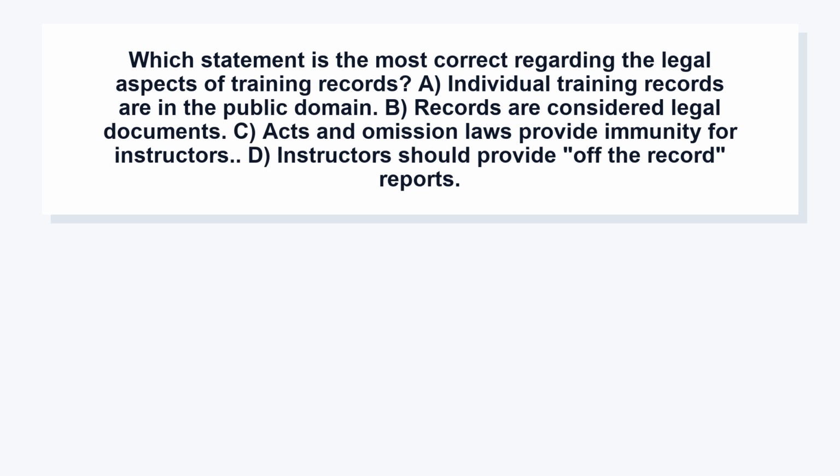Which statement is the most correct regarding the legal aspects of training records? A. Individual training records are in the public domain. B. Records are considered legal documents. C. Acts and omission laws provide immunity for instructors. D. Instructors should provide off-the-record reports.